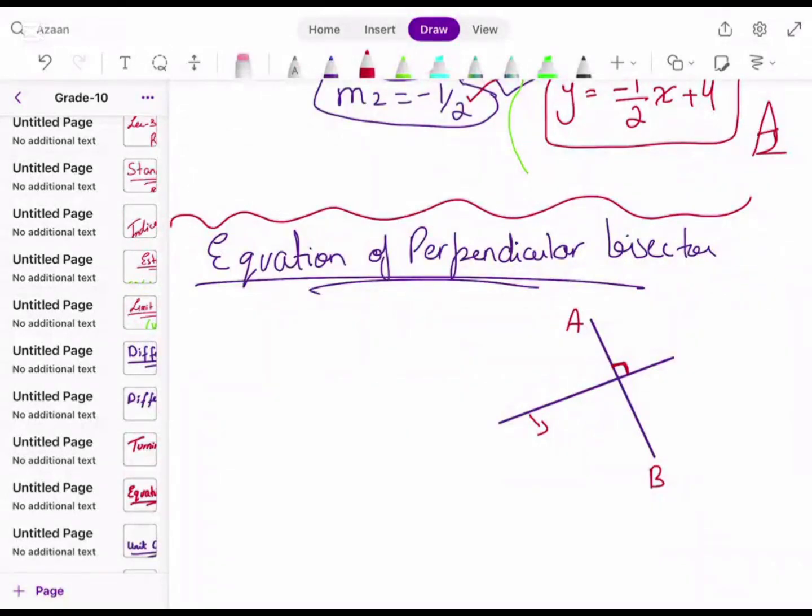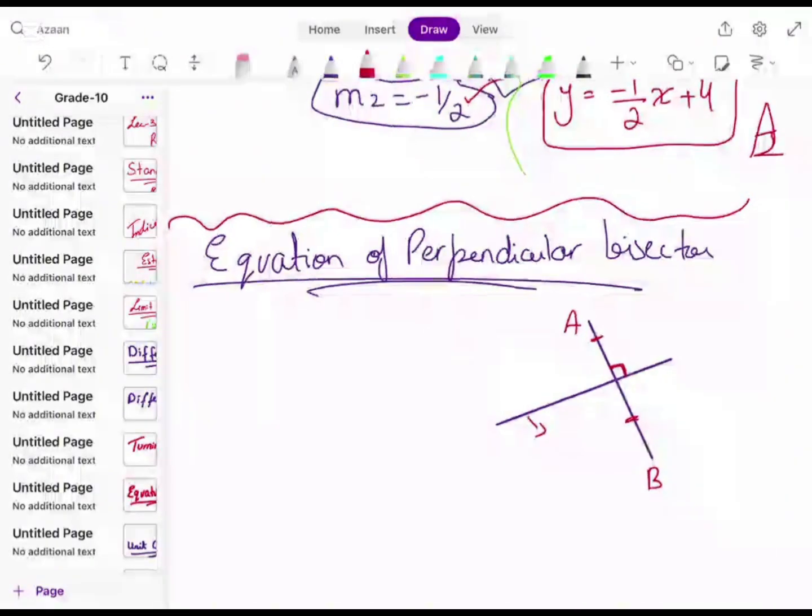This always cuts from the center. These two sides will be equal. Right now it does not look equal, but I'm telling you this line is cutting the AB line from the center first of all, and it's cutting at a 90-degree angle. So how to solve these types of questions? First, what we need to do, there are some steps. First we will have to find the midpoint. The first step is to find the midpoint. The second step is gradient.